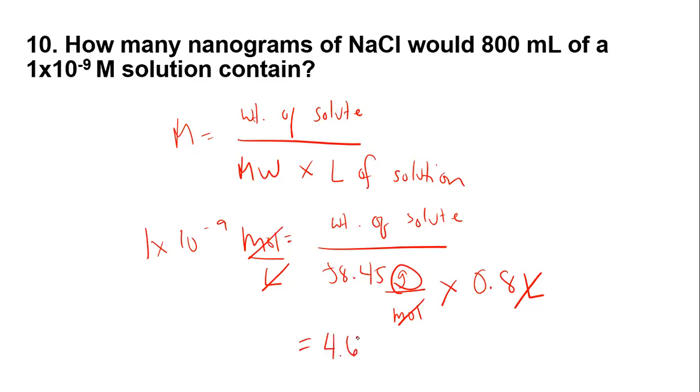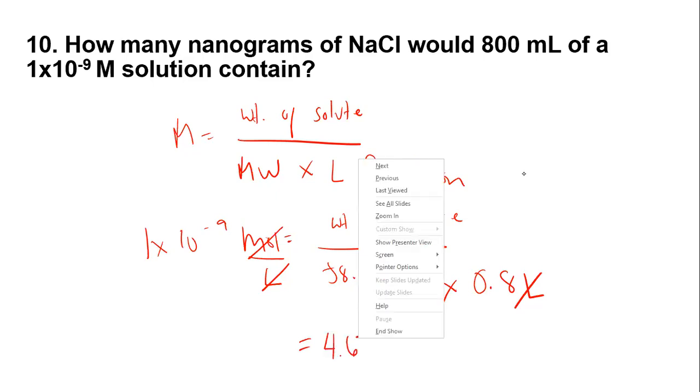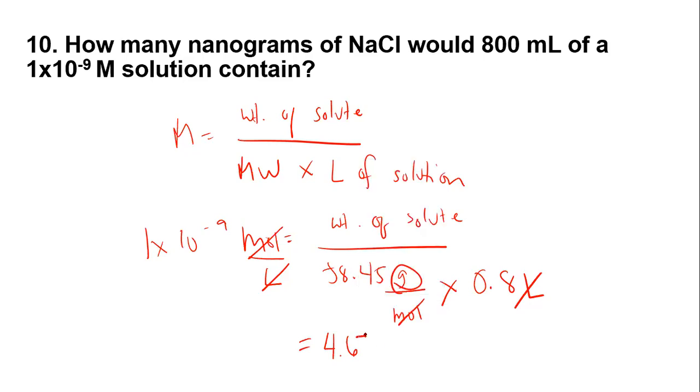It's 4.67. Wag muna tayo mag-round off kasi hindi pa ito yung final answer. 4.676 times 10 raised to negative 8 grams. Is this the final answer? No. Nga dili siya ang final answer because the question is asking for nanograms. So you need first to convert this one into nanograms.